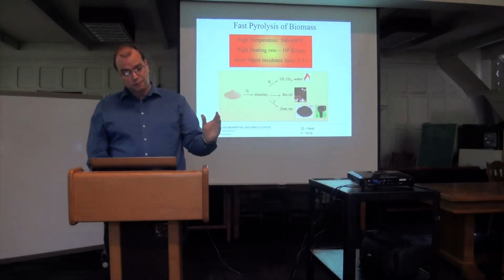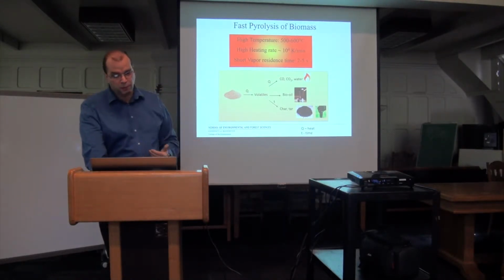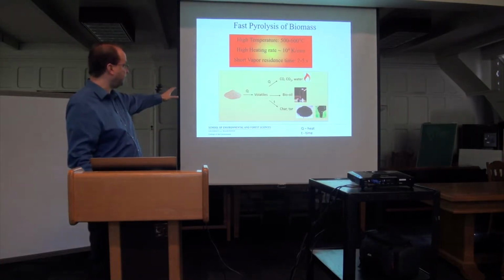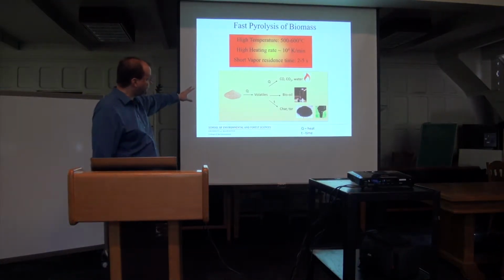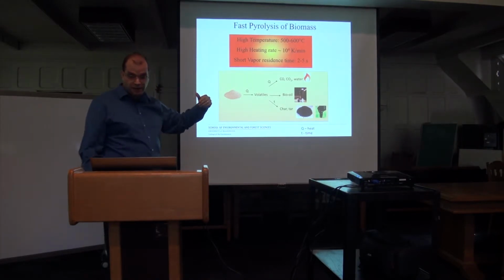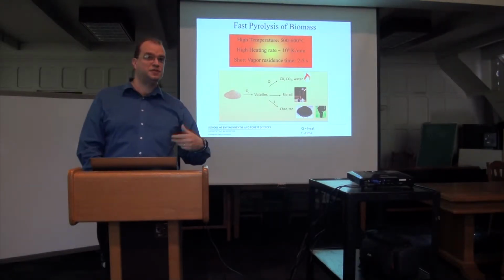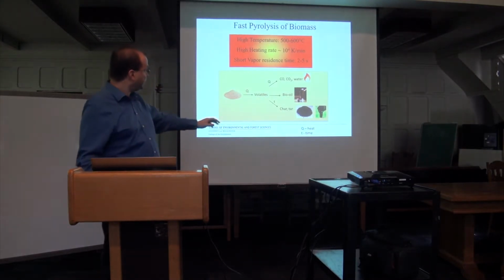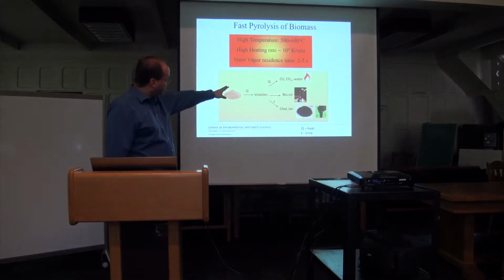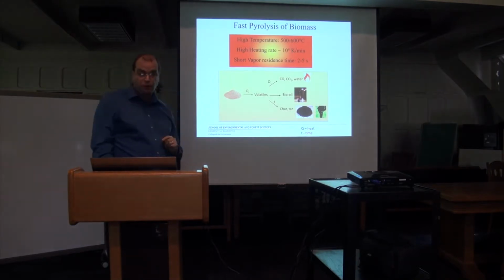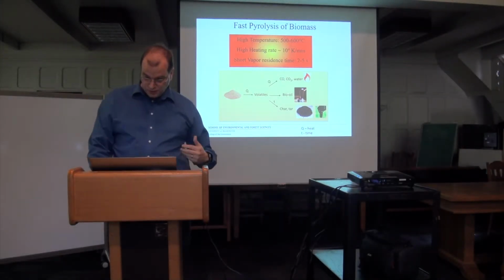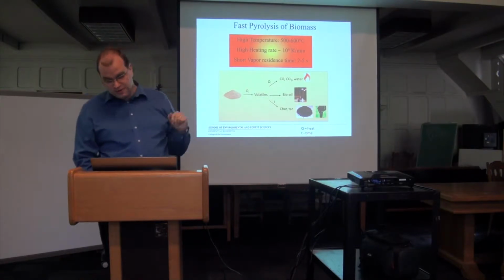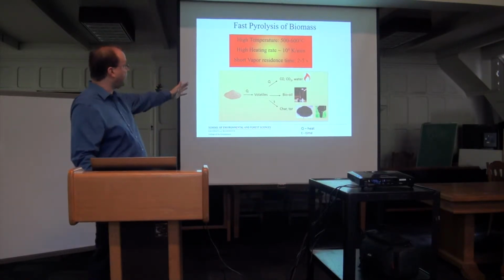Now, a little more specific, the fast pyrolysis of biomass is one specific type of pyrolysis. In pyrolysis, you're always going to have gas produced: carbon monoxide, carbon dioxide, water. You are going to produce a liquid fuel called bio oil, and you're also going to produce a solid called char. So this is something that we always get in pyrolysis.